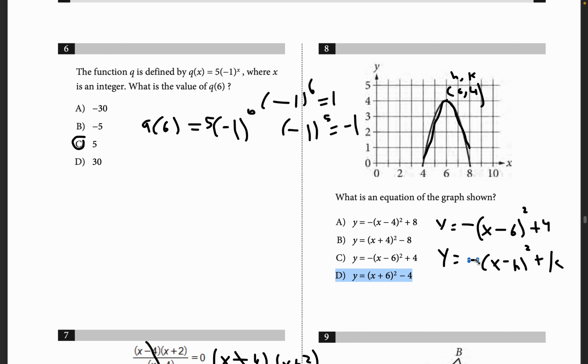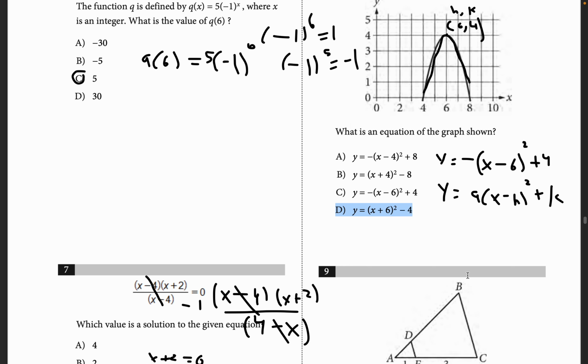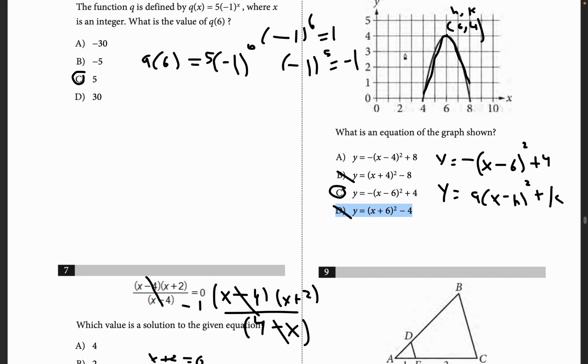And it should be A. So let's try C. You could eliminate D and B, first of all, because they don't even have any negative in front of it. That would imply that it would be reflected, so it would be going up, like that. That's not correct, but something.